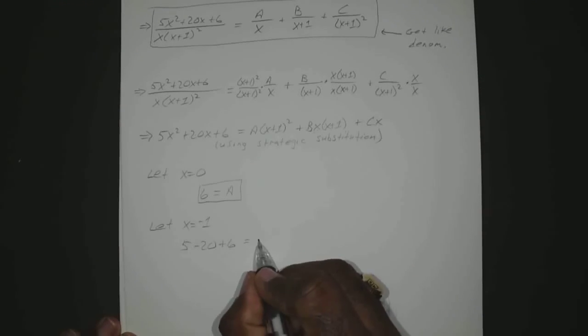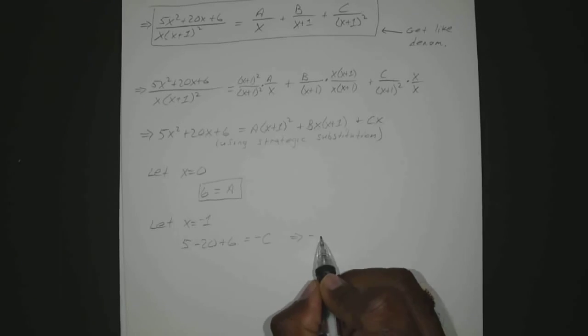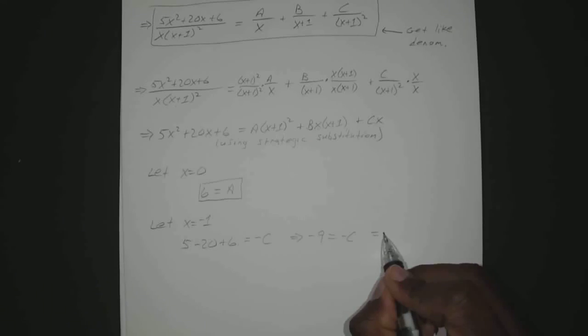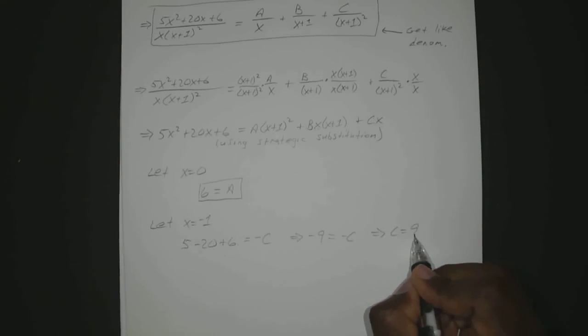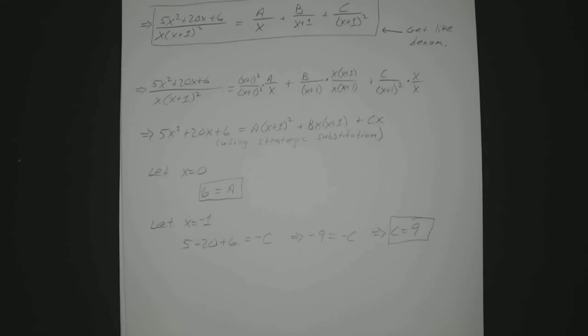So you have c times negative 1, or negative c. Okay, so you end up with negative 20 and it's 9. Okay, so that should be 11, so that's negative 9. So negative 9 equals negative c, or just c equals 9. Okay, so we have our a and we have our c, so we just have to solve for b.